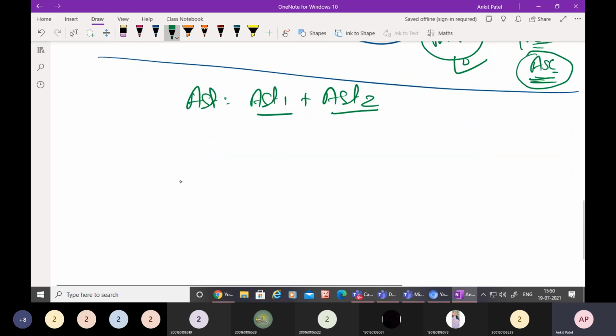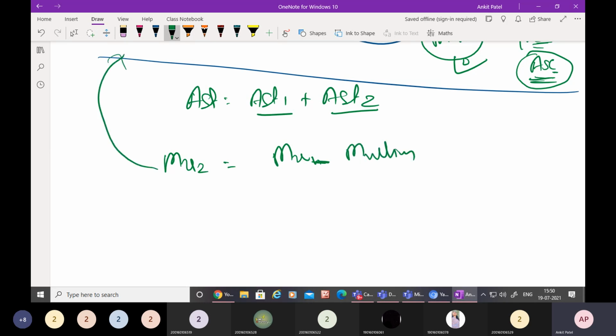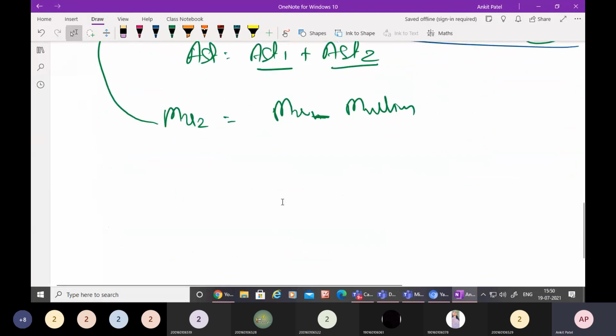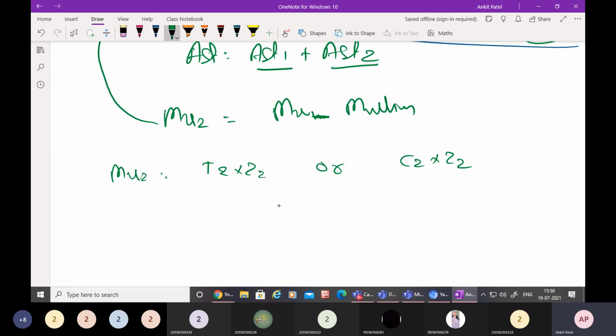For that I'm going to use Mu2 equals Mu minus Mu,lim, and this equation can be derived from this equation. So Mu2 equals Mu minus Mu,lim. From this we all know Mu2 equals T2 into Z2, or you can use C2 into Z2. So let's find out first of all.